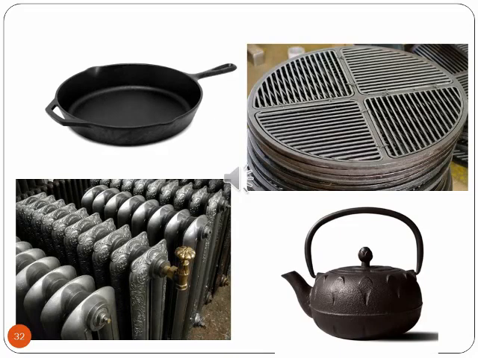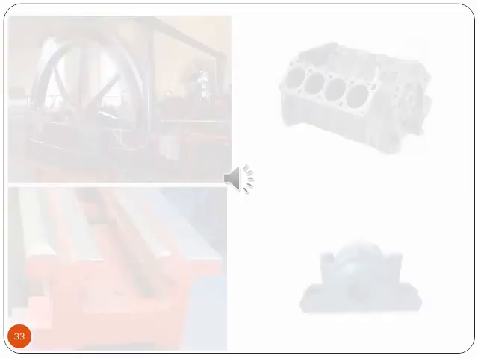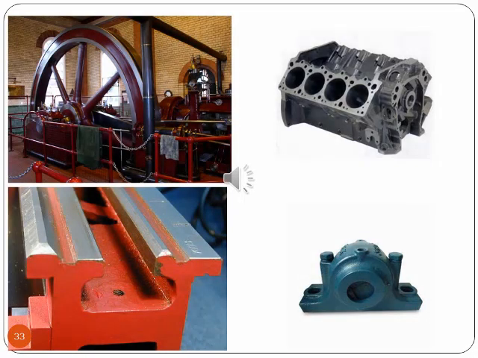Here in this picture you can see some other examples for cast iron: cooking utensils, hot tea kettles. These are some other examples: the lathe bed, the engine block.